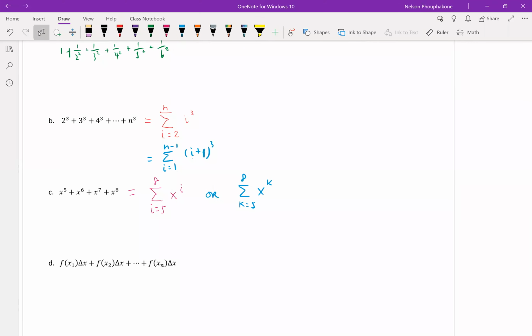The next one is kind of weird, but one thing that we notice is the pattern: the subscript is 1, 2, and up to n, right? So in this case, I could use the summation notation i from 1 to n of f of x subscript i times delta x.